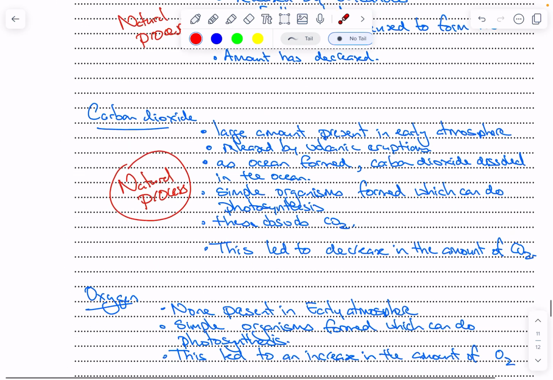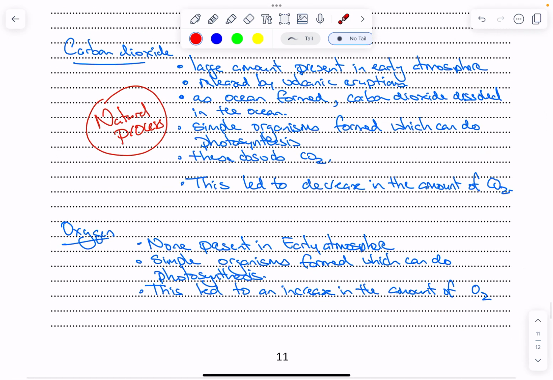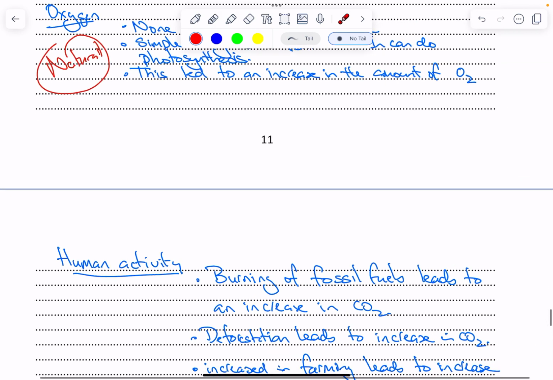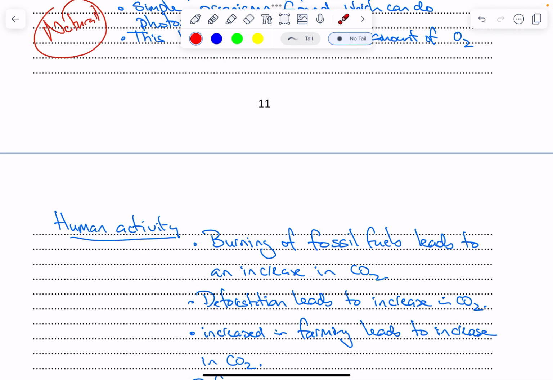And the final one in the list was oxygen. Again, these processes here, these are all natural. And what we've got going on here is there was none present in the early atmosphere. And then these simple organisms formed which can do photosynthesis, and they started to do photosynthesis, which led to an increase in the amount of O2. Remember, it produces oxygen.